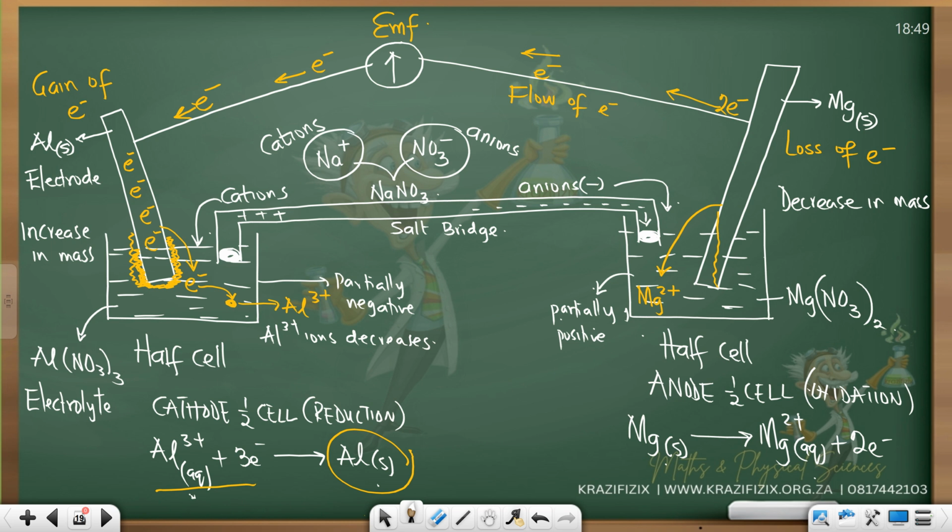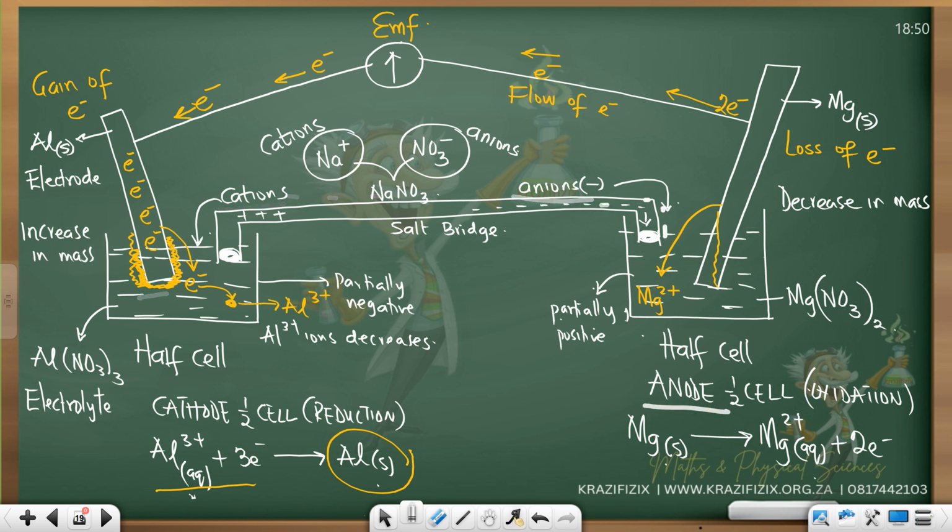Do you notice what I said earlier on? What did I tell you? I said the anions will go towards the anode. How will they ask you this? They won't write anything. They'll show you ions moving. You must be able to know that the anions will go towards the anode and the cations will go towards the cathode, to maintain electrical neutrality. Ladies and gentlemen, this is your galvanic cell.